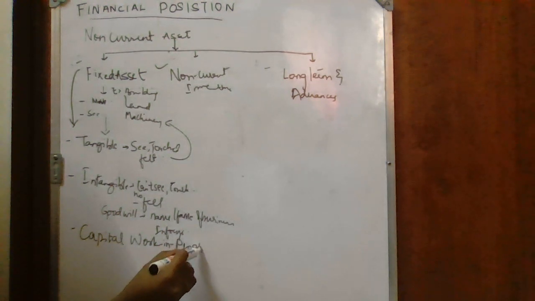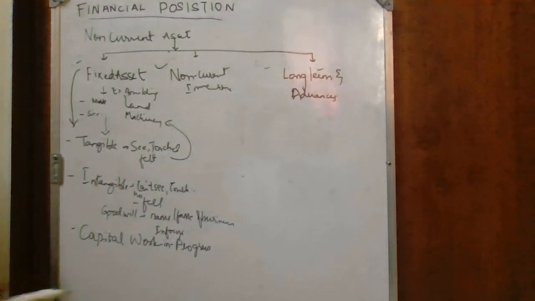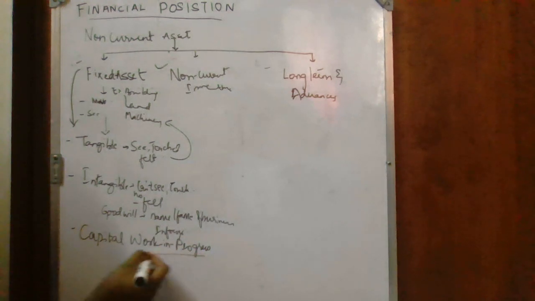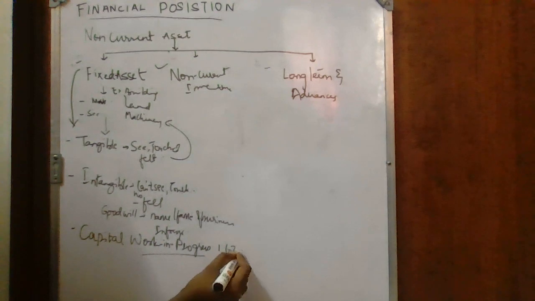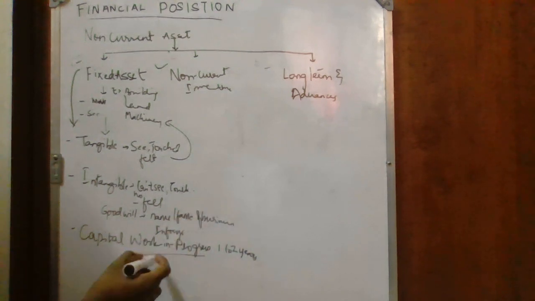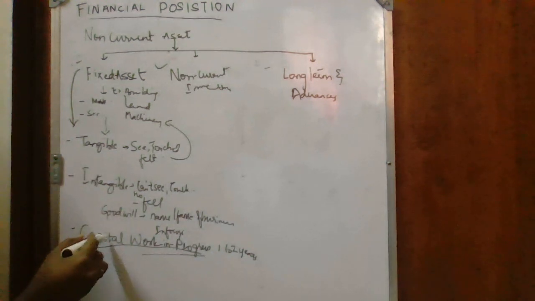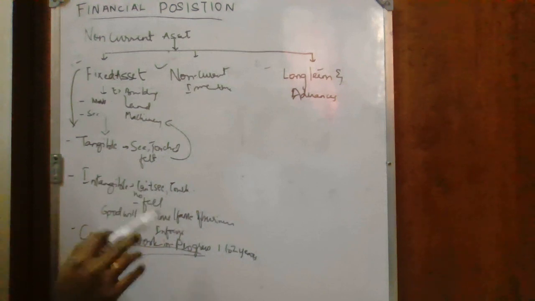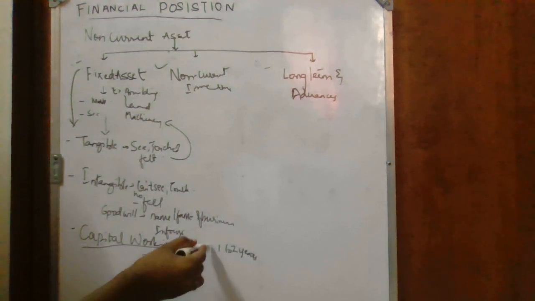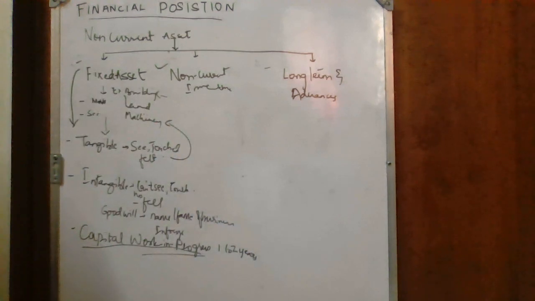What is capital work in progress? Suppose you are in a building which you have taken on rent for running the business, and now you are planning to purchase or construct a building for your own business. The construction will take at least 1 to 2 years. So whatever amount is invested in that building will be sitting under capital work in progress. Once it is completely done, where the business can run, it will be classified as building.